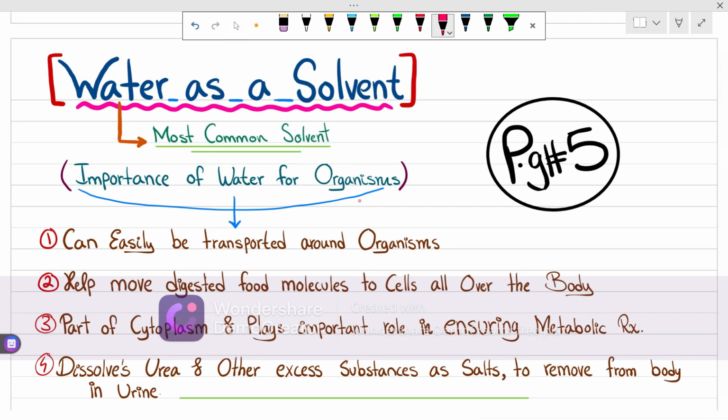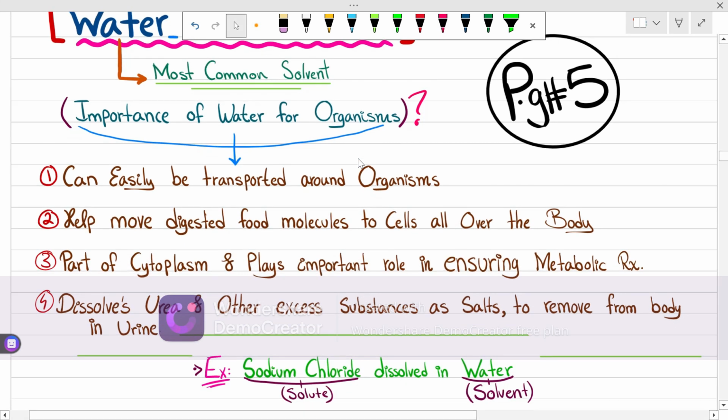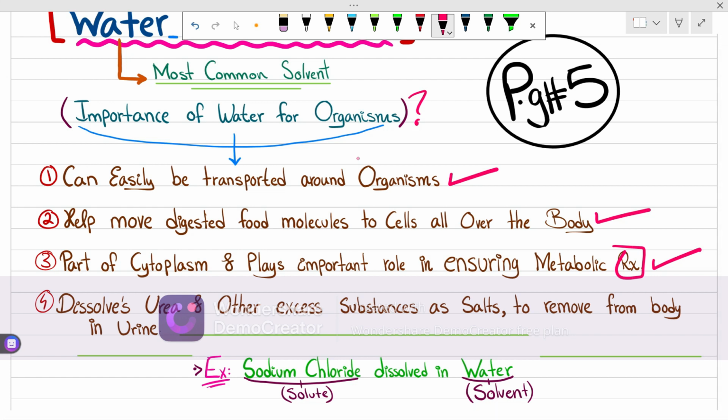Water as a solvent. Water is the most common solvent. And what is the importance of water for organisms? There are four importances of water for organisms. The first one, it can easily be transported around organisms. It helps move digested food molecules to cells all over the body. It is part of the cytoplasm and plays an important role in ensuring metabolic reactions occur. It dissolves urea and other excess substances such as salts to remove from the body in urine.